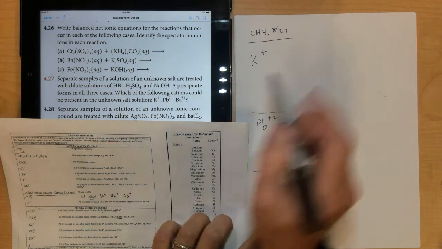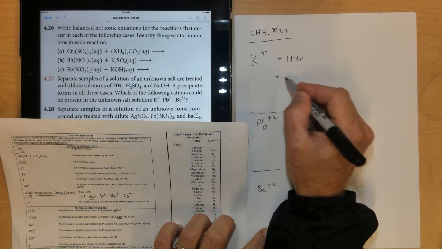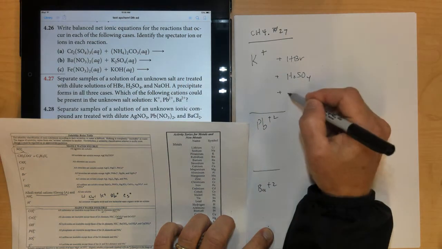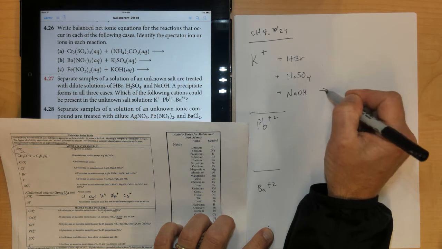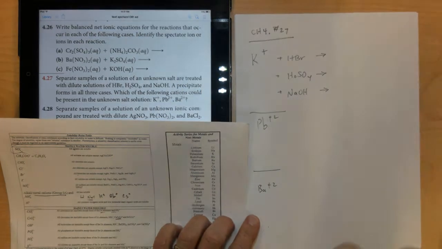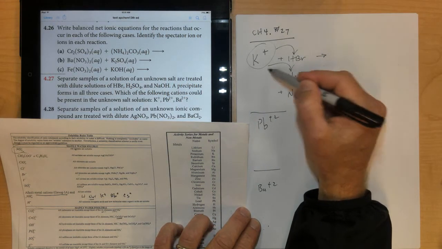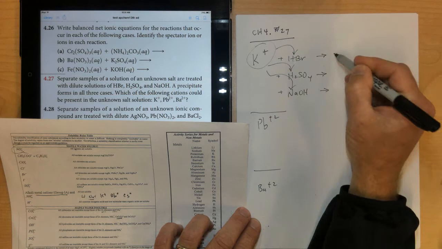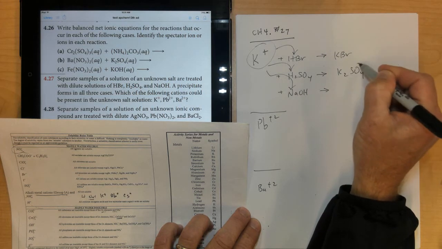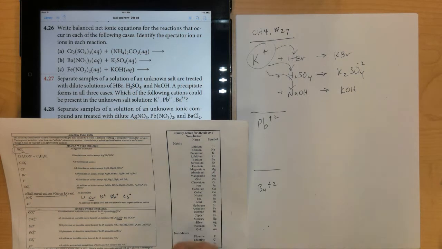So first of all, you'd have to be able to react it with HBr, and with H2SO4, and with NaOH over here, and you should get a precipitate. That means a solid, something that does not dissolve when you react it. Since this is a cation, it'll replace the cation in each one of these. So you'd end up with KBr here, K2SO4 right here, since sulfate's -2 and potassium's +1, and KOH right here.